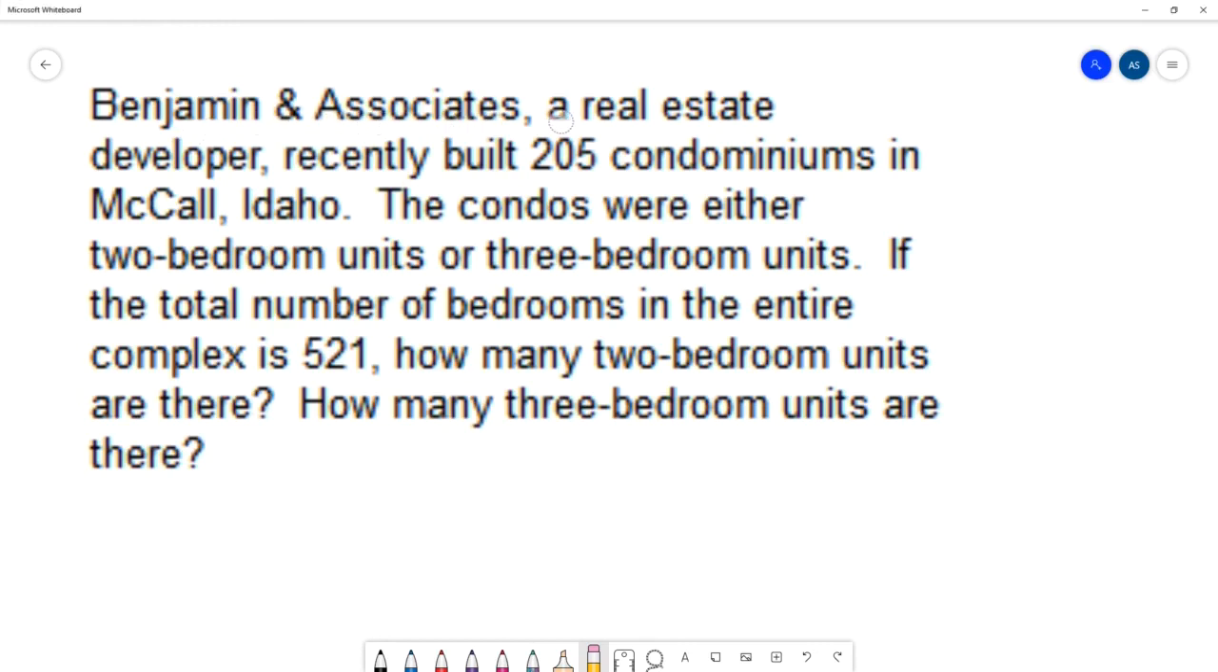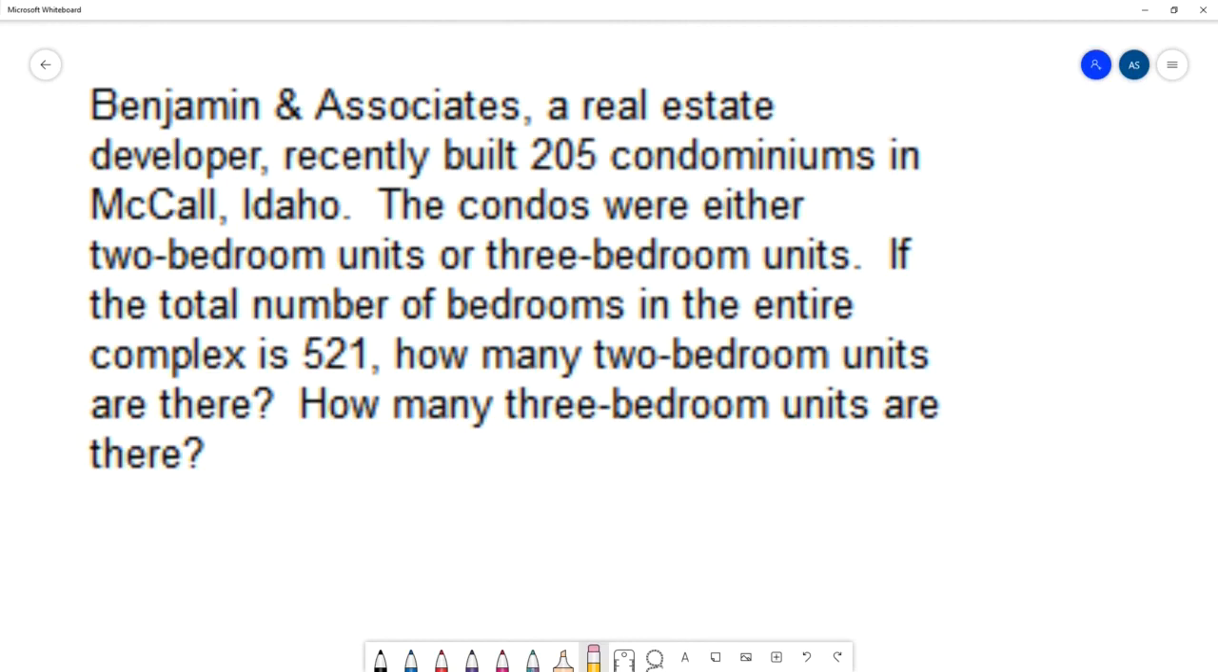Benjamin Associates, a real estate developer, recently built 205 condominiums in McCall, Idaho. The condos were either 2-bedroom units or 3-bedroom units. If the total number of bedrooms in the entire complex is 521, how many 2-bedroom units are there and how many 3-bedroom units are there? So this is an application of a system of equations.